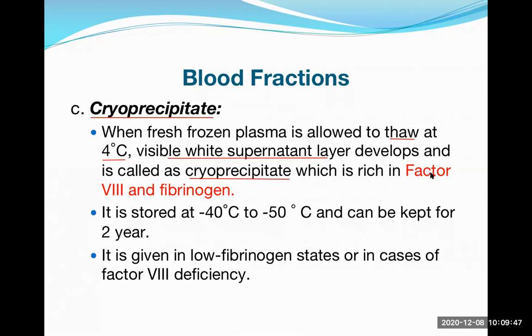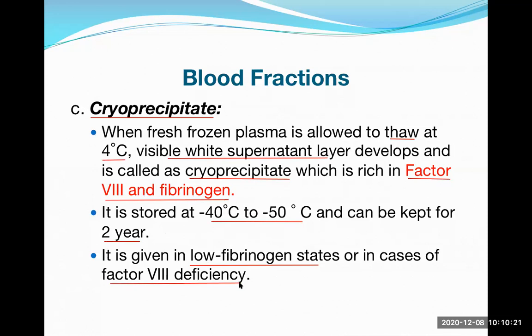Cryoprecipitate is very rich in factor 8 and fibrinogen. So these are the indications of cryoprecipitate transfusion. In case of hemophilia, we can safely give it. In case of fibrinogen deficiency, we can give it. After it is formed, it is stored at minus 40 to minus 50 degrees and can be kept for up to 2 years. It is given in a low fibrinogen state, and in case of factor 8 deficiency, which is known as hemophilia.